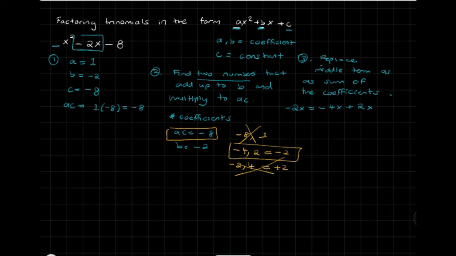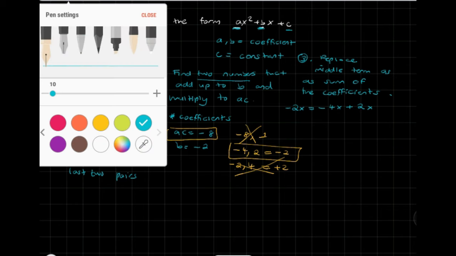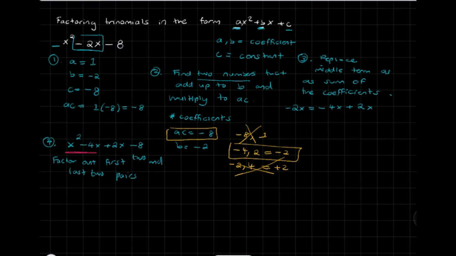Okay, so once we have that down, what we want to do is rewrite our expression. Now we have x squared minus 4x plus 2x, and you can agree that this is the same as that. What you want to do now is factor out first two and last two pairs. Okay, so what I'm trying to say here is that you're trying to factor out this pair and this pair.